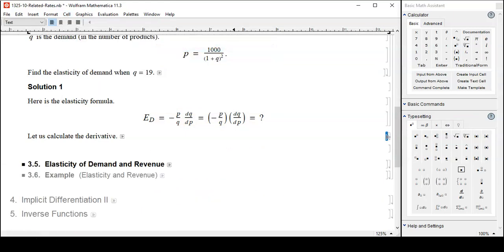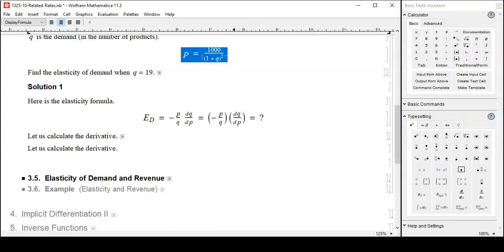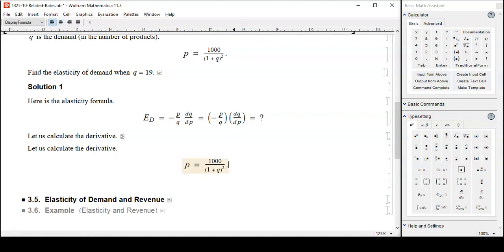Okay, all right, let's do that. So this is there. Start from here. P is that. So when Q is 19, this is 1,000 over 1 plus 19 to the second power, right? Remember, I'm going to calculate, so I have to plug in numbers. Q is 19. I know that. P, that's what I have to calculate. That's what I'm doing here.